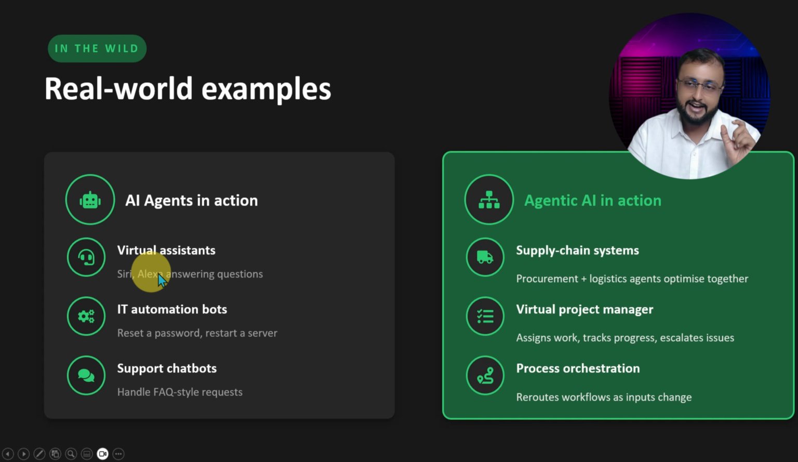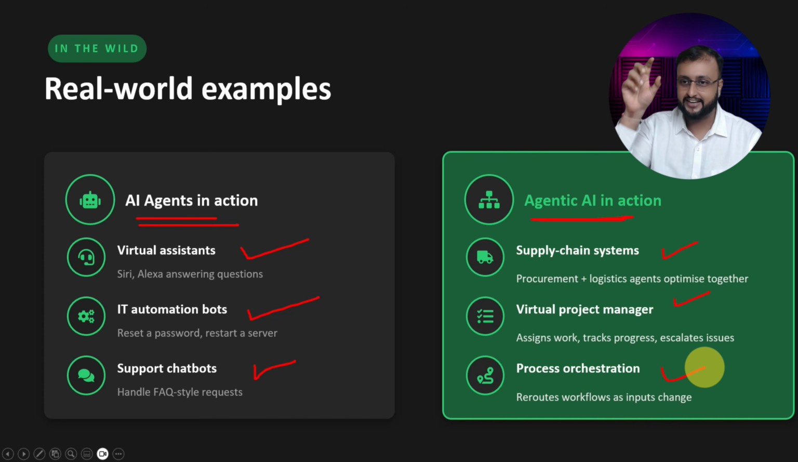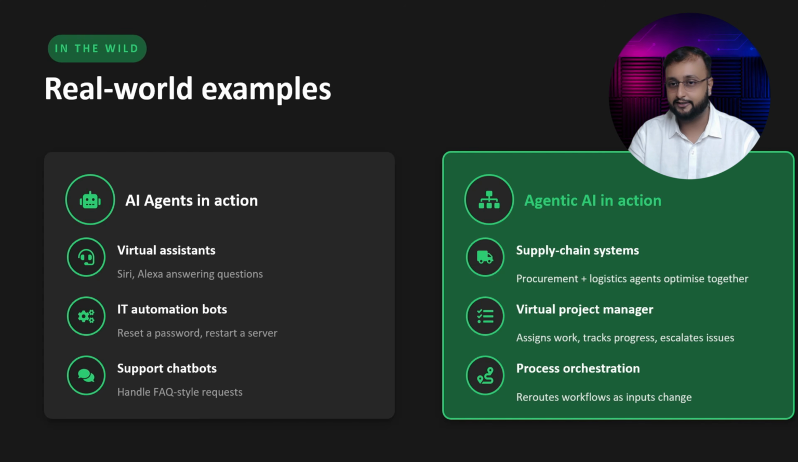Now, let me talk about some examples. Any virtual assistant that you are creating in Copilot Studio, or in any other non-Microsoft tool, is a perfect example of an AI agent. Any IT automation bot or support chatbot that you are preparing is an example of an AI agent. Now, what's an example of agentic AI? Any kind of supply chain system, virtual project manager, or process orchestration that you are building, where you have multiple connected agents with a main agent, you can consider as agentic AI in action.